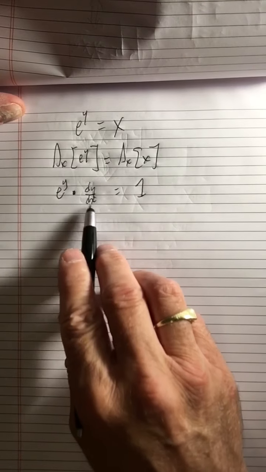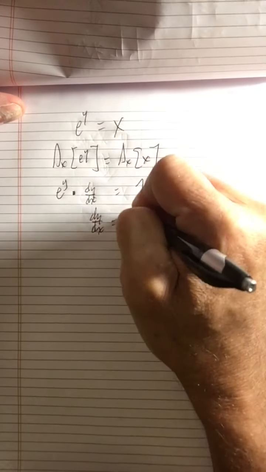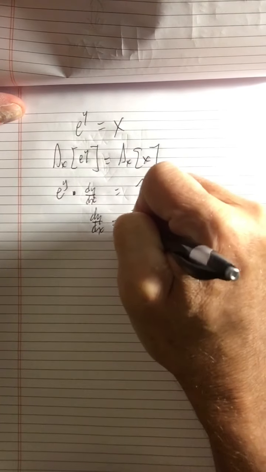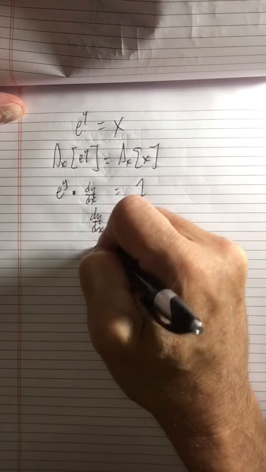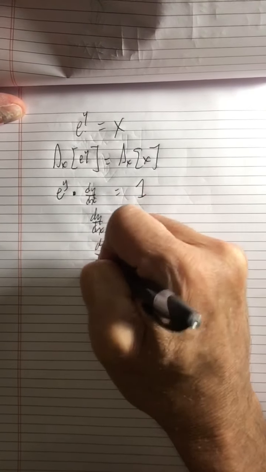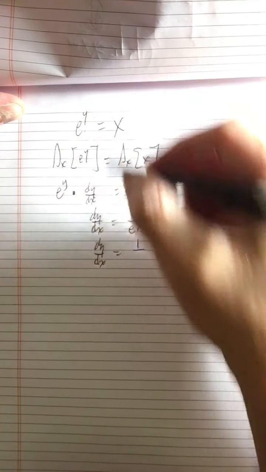Now I just want to get dy dx by itself. So I get dy dx is equal to 1 over e to the y. But remember, e to the y is x. Okay, so we have dy dx is equal to 1 over, substitute in x for the e to the y, x.